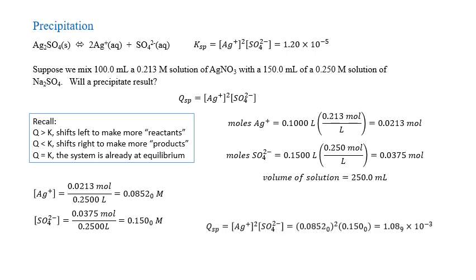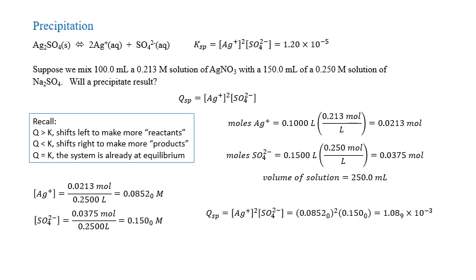We simply put that into our expression for Q, square the silver, multiply by the sulfate, you get 1.089 times 10 to the minus 3. So that is significantly, almost 100 times larger than Ksp. So that means we are going to get a precipitate. This reaction is going to shift to the left because Q is greater than K, and you get a precipitate.